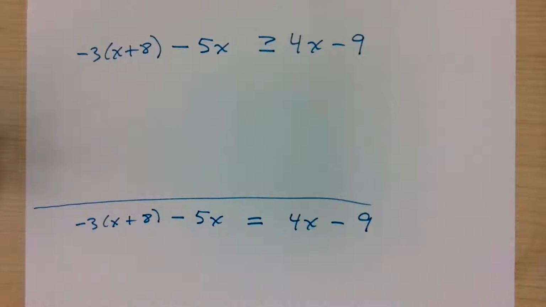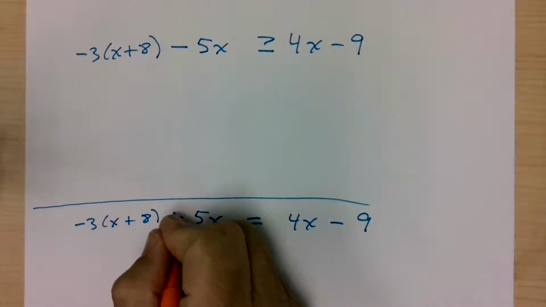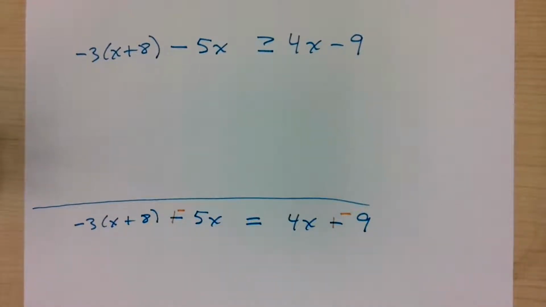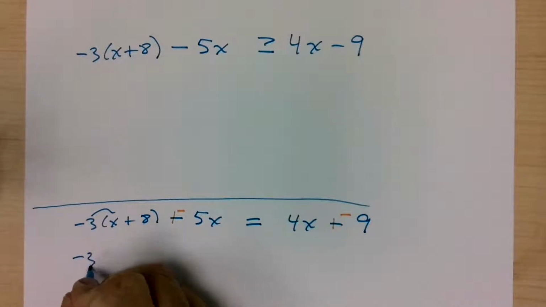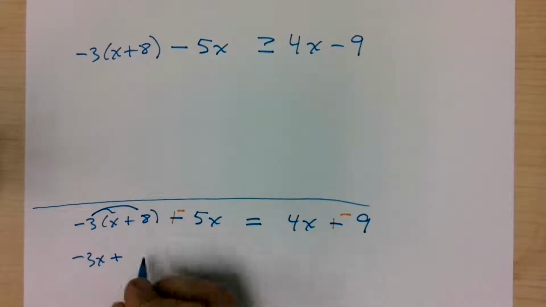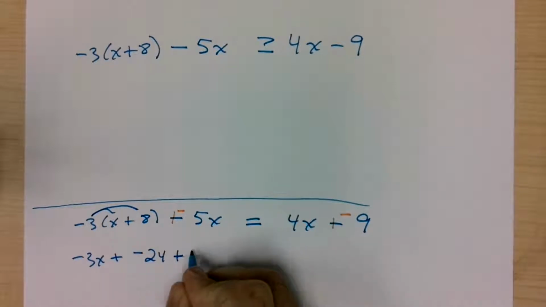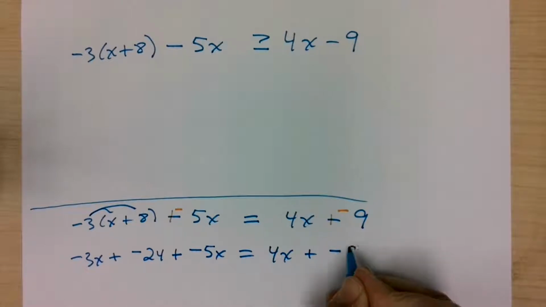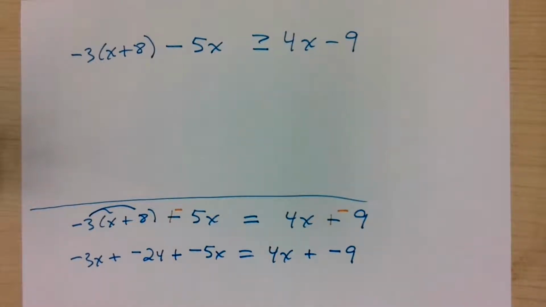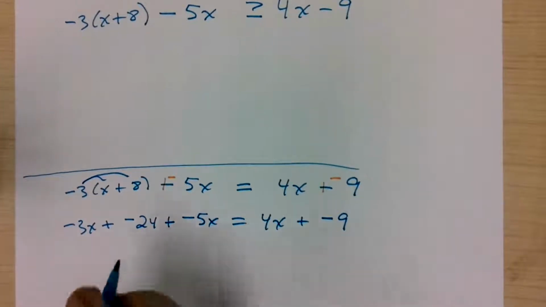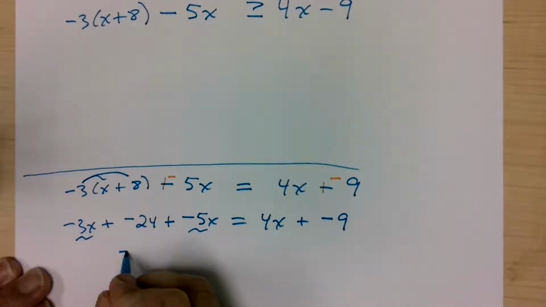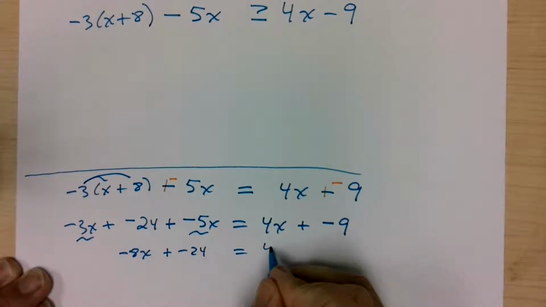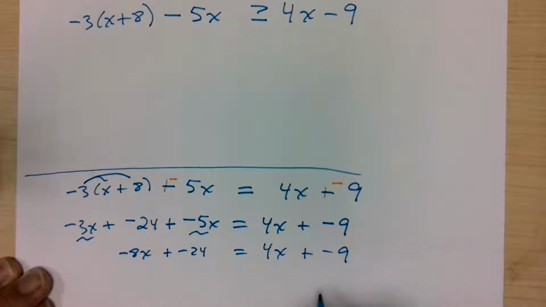So go ahead and change those minuses to plus negative. This becomes plus negative 5x. This becomes plus negative 9, and let's distribute. So I get negative 3x plus negative 3 times 8 is negative 24 plus negative 5x equals 4x plus negative 9. Negative 3x plus negative 5x is negative 8x plus negative 24 equals 4x plus negative 9.